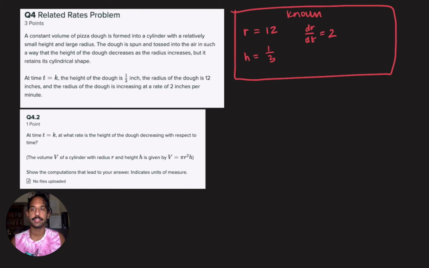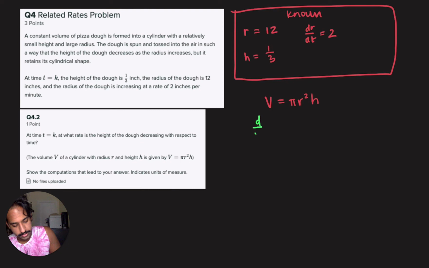Question 4.2 asks us, at time t equals k, at what rate is the height of the dough decreasing with respect to time? The volume V of a cylinder with a radius r and height h is given by V equals pi r squared h. So we're going to need to use this formula. We have to find the derivative with respect to time of the left and the right. So I'll do this in a different color so we can track this work. We need d/dt of V equals d/dt of pi r squared h.